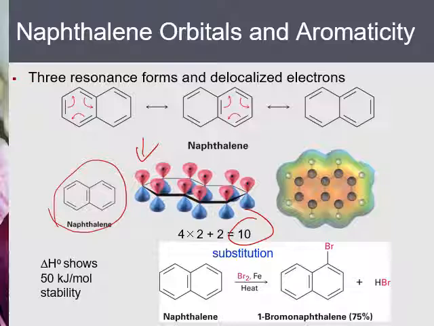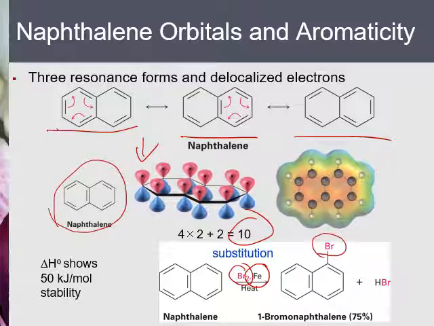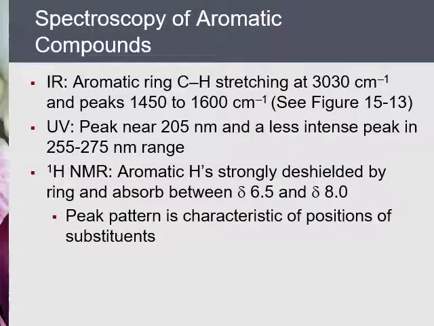For this molecule, we need 3 resonance forms to represent the real structure. As an aromatic compound, naphthalene undergoes substitution reaction instead of addition. So when we add bromine to naphthalene, no reaction takes place unless a catalyst is added, and the product is a replacement of one of the hydrogens by bromine. Aromatic compounds can be analyzed by infrared, UV, and NMR spectroscopy.